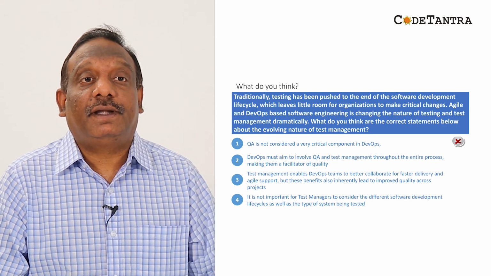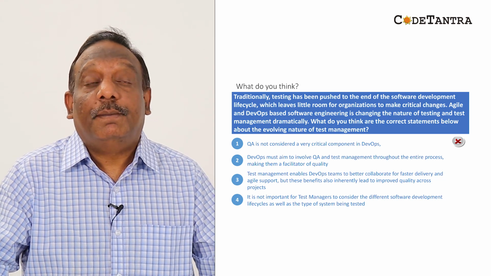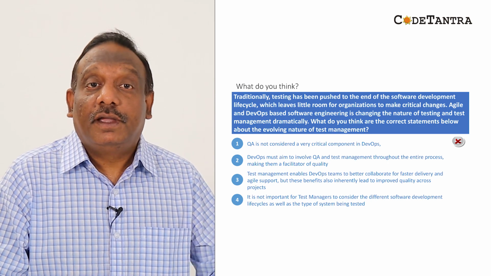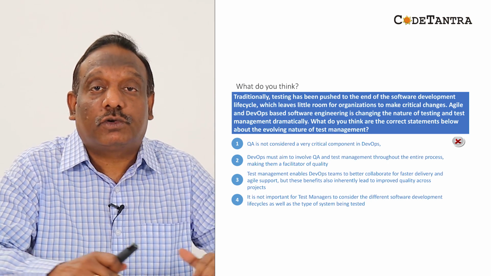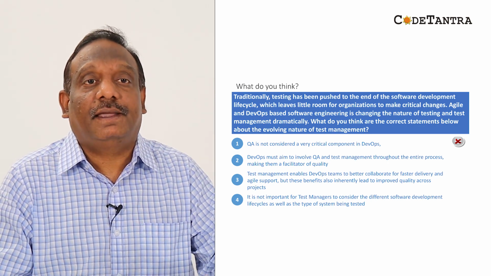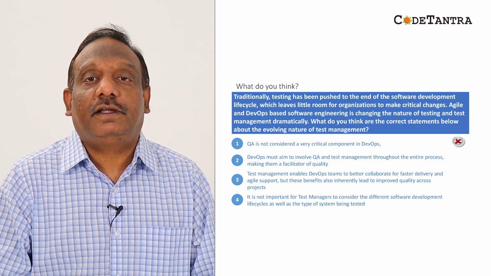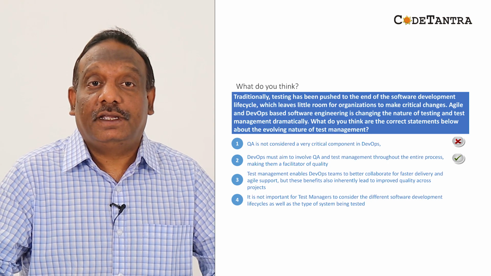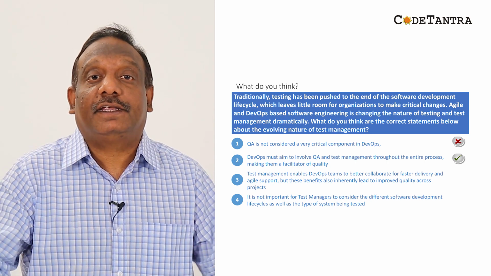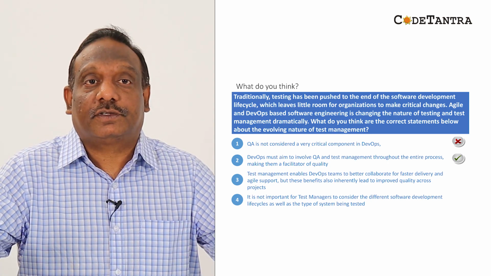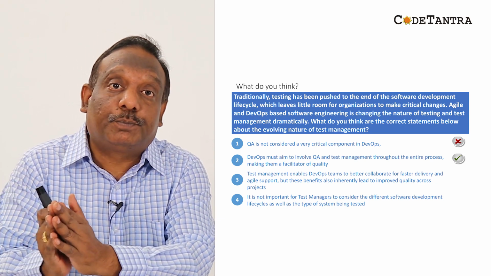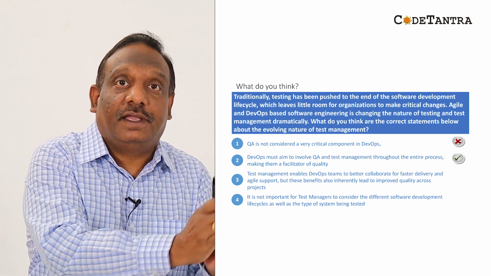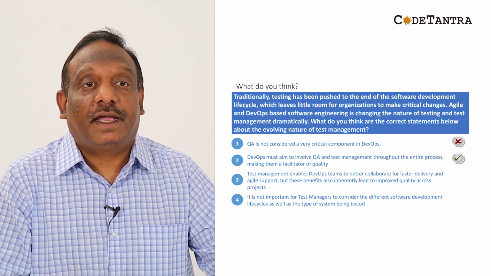So the second statement, let's read. DevOps must aim to involve QA and test management throughout the entire process, making them a facilitator of quality. Agree or not? Yes, you are right. DevOps expects QA and test management throughout the entire process. Testing has been shifted left in Agile and DevOps kind of engineering.